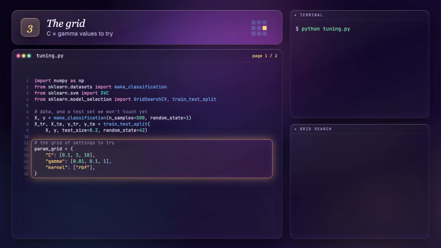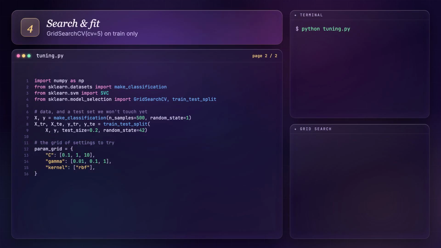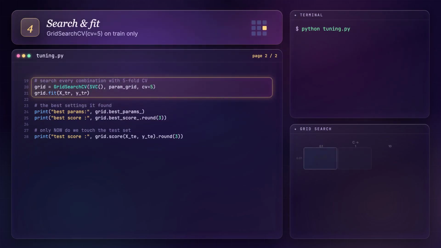Now the grid. It's just a dictionary. A list of values to try for C, a list for gamma, and the RBF kernel. 3 C's times 3 gammas is 9 combinations, and each will be cross-validated 5 times. That's page 1. On page 2, the search itself.